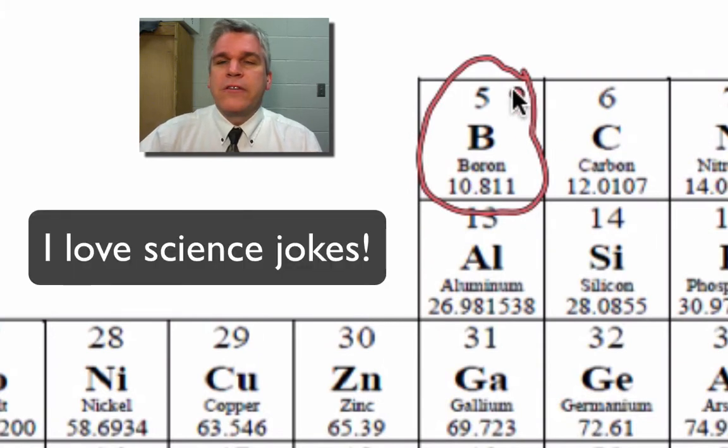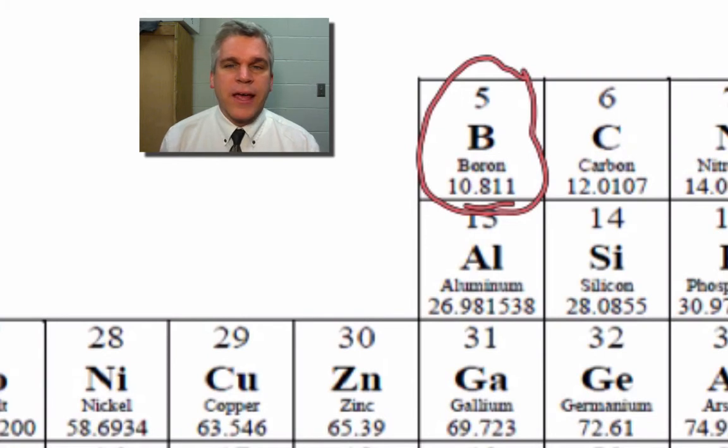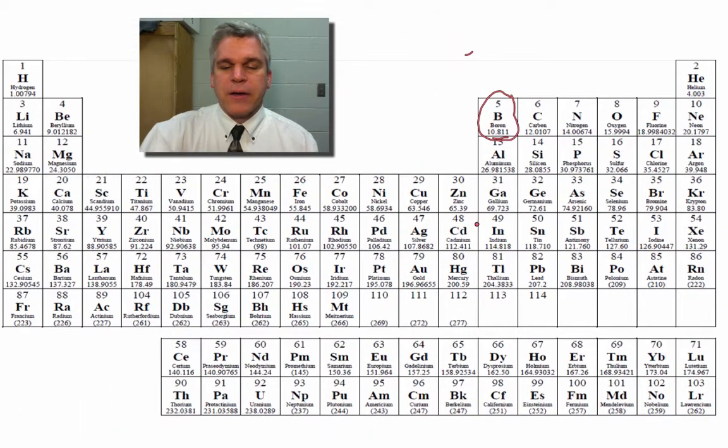Anyways, we see that there are two numbers here. We see the number 5 and the number 10.811. The number 5 is the atomic number, which tells us how many protons there are in the nucleus of an atom. It also, because these atoms are electrically neutral, will also tell us how many electrons there are. The number 10.8, I'm just rounding that, is the atomic mass. So that is the total number of protons and neutrons. So knowing these two numbers, we can figure out a few things about these atoms.